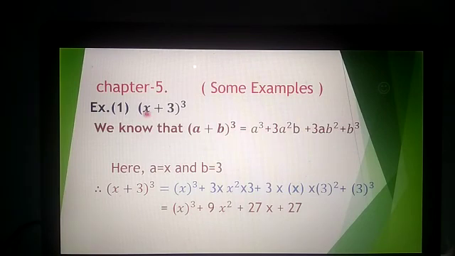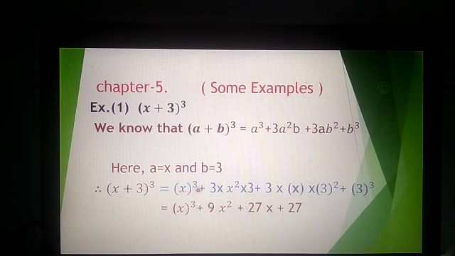Now here x plus 3 whole cube. We know the expansion a plus b whole cube as a cube plus 3a square b plus 3ab square plus b cube. Here a will be what? X, and b will be 3. So let us substitute these a and b in our expansion formula. So x plus 3 whole cube is equal to what?